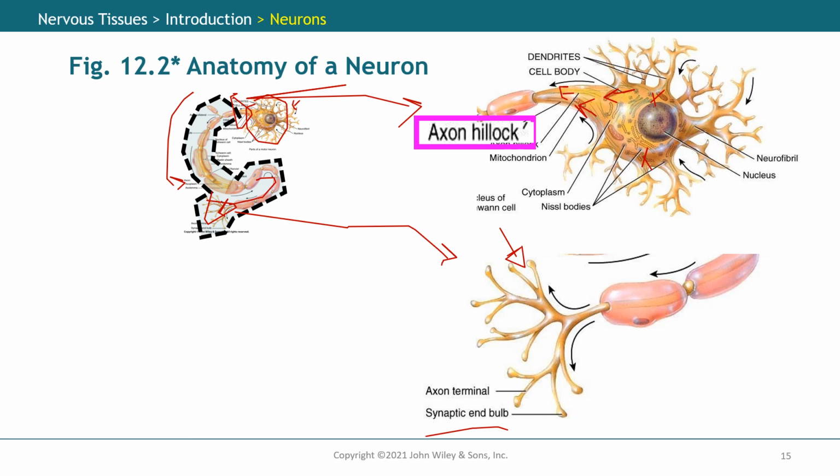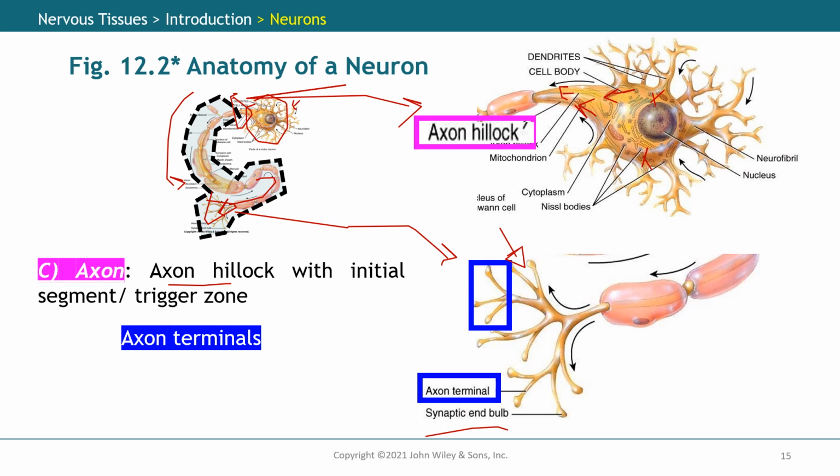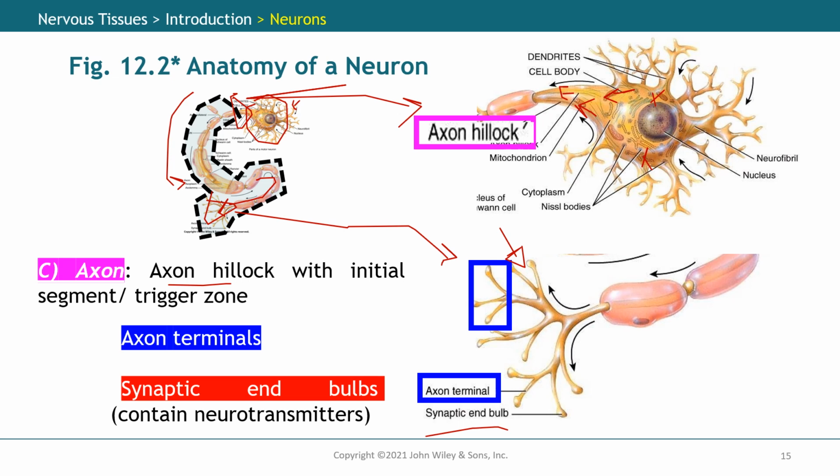Okay, so what I just told you is that the axons are very important, and in particular, I talked about the axon hillock, that is the initial region where the action potential is triggered. I also told you that at the end of the axons, you find structures called axon terminals, that you can see here, all these branches at the end of the axon. And at the end of each one of these axon terminals, you will find the synaptic end bulbs, which are the places where you can find the neurotransmitters.